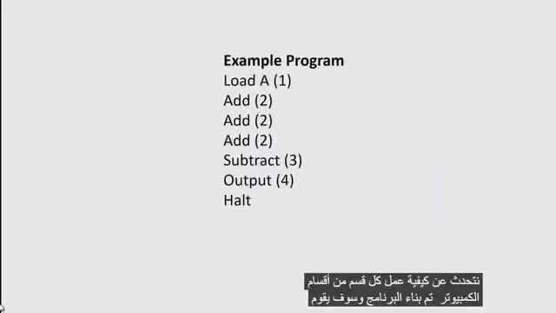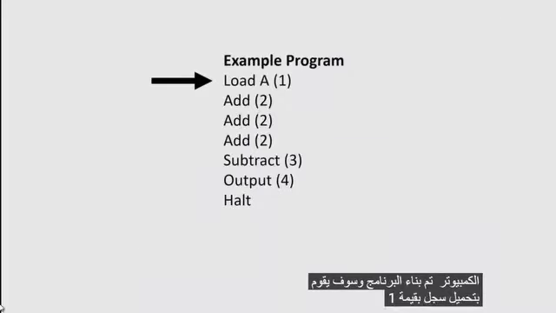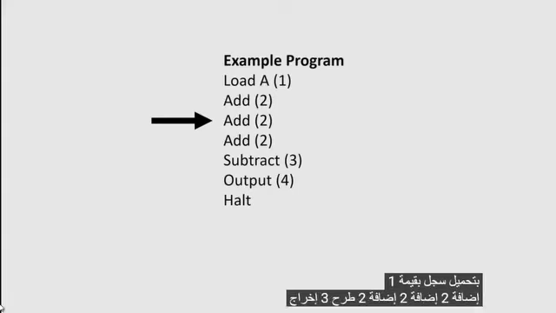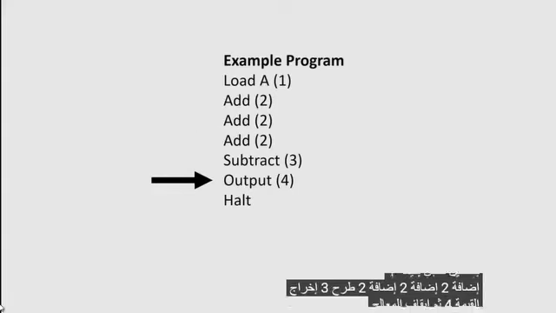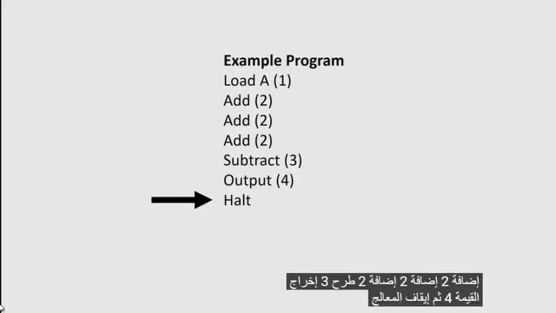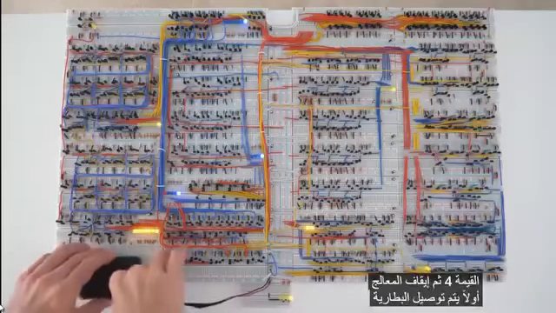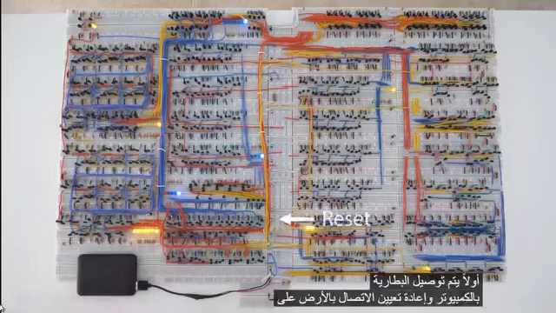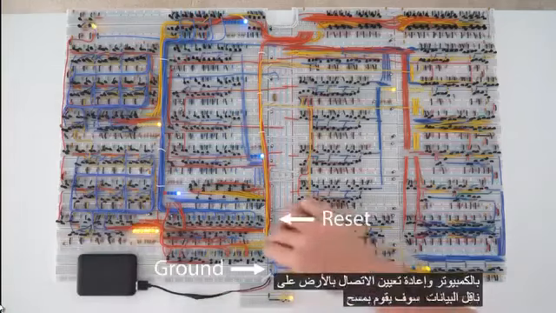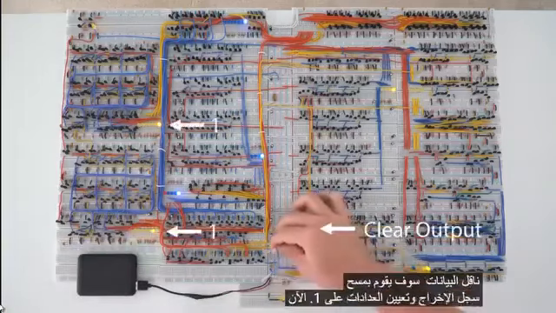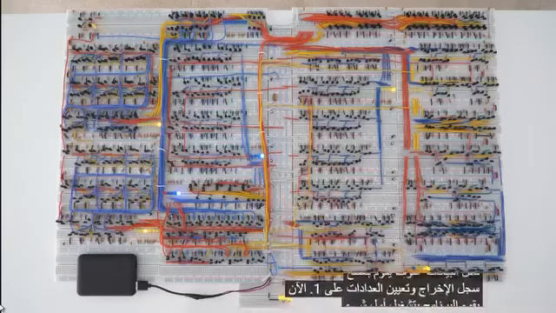The program is going to load the A register with a value of 1, add 2, add 2, add 2, subtract 3, output the value of 4, and then halt the processor. First, the battery is connected to the computer. Connecting reset to ground on the data bus will clear the output register and set the counters to 1. Now the program is running.